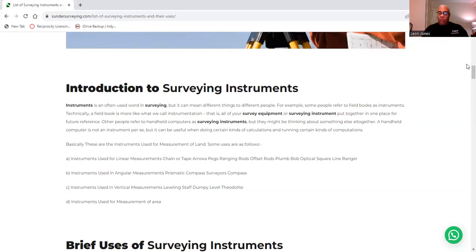Some uses are as follows. Again, I'm going to give you the instruments used for measurement of land. And here are some of them. A, instruments used for linear measurements: chain or tape, arrow pegs, ranging rods, offset rods, plumb bob, optical square, line ranger. Instruments used for angular measurements: prismatic compass, surveyor's compass. Instruments used in vertical measurements: leveling staff, theodolite, dumpy level. And of course, there are instruments used for area.